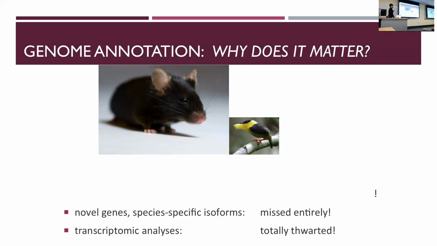So, genome annotation, why does it matter? Part of the issue is that all of these tools were developed for mouse and for humans. And so there's the assumption that we have a really complete, well-annotated genome. And that may not be the case.